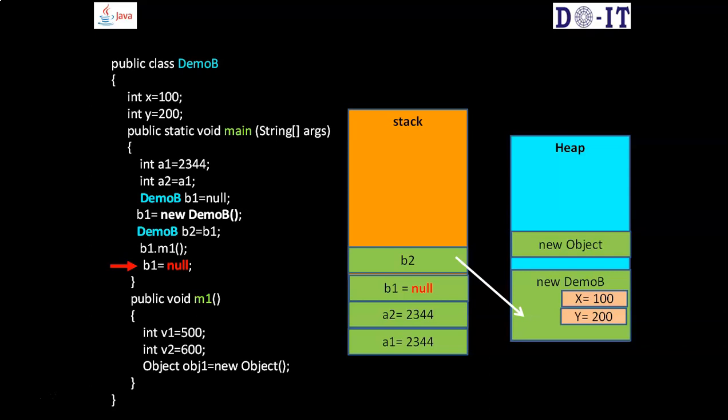Now memory is reclaimed. B1 at the end is set to null. The moment B1 is set to null, you can see in the diagram itself, B1 is not referencing the object, whereas B2 continues to reference the object.